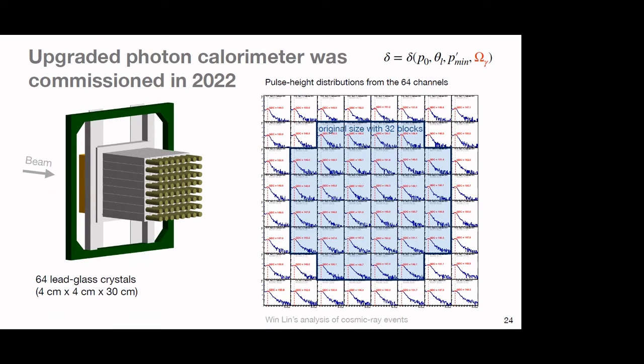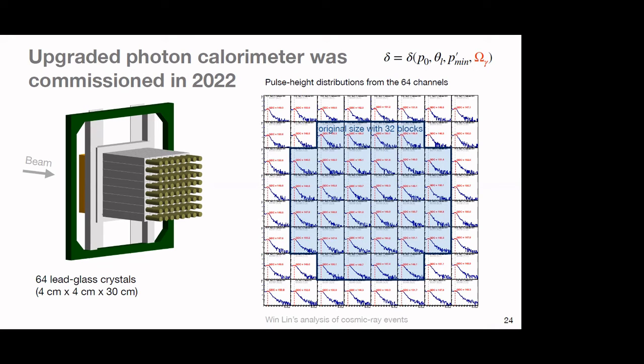That is any information we can gather from the reaction vertex, giving us information about the outgoing photon. I have here on the left a sketch from the simulation of our photon calorimeter. It's a device made out of 64 lead glass crystals, 8 by 8. You see on the right-hand side 8 by 8 little tiny plots showing a detector response from a calibration run.